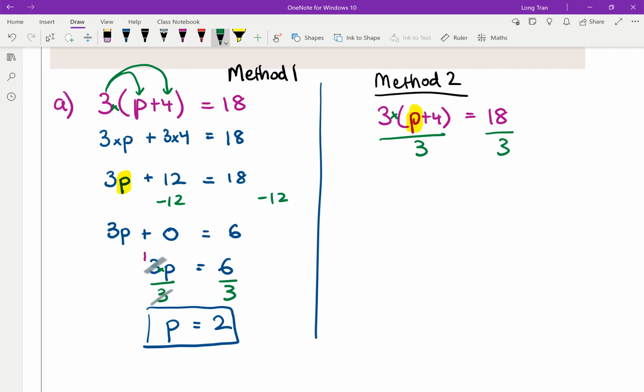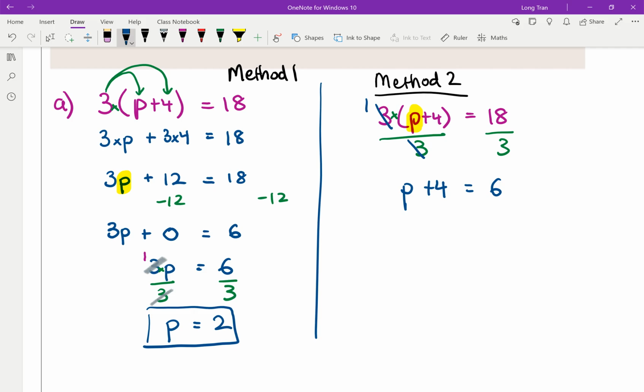All right, so here what I'm saying is you can simplify 3 divided by 3, which we know is 1. And so this now becomes 1 times (p + 4). But 1 times anything is itself. This is why we get p + 4 on the left, and 18 divided by 3 is 6. Can you see how I already removed it? I did the opposite of times 3. I divided by 3 on both sides. 18 divided by 3 is 6. And 1 times this entire bracket is itself.